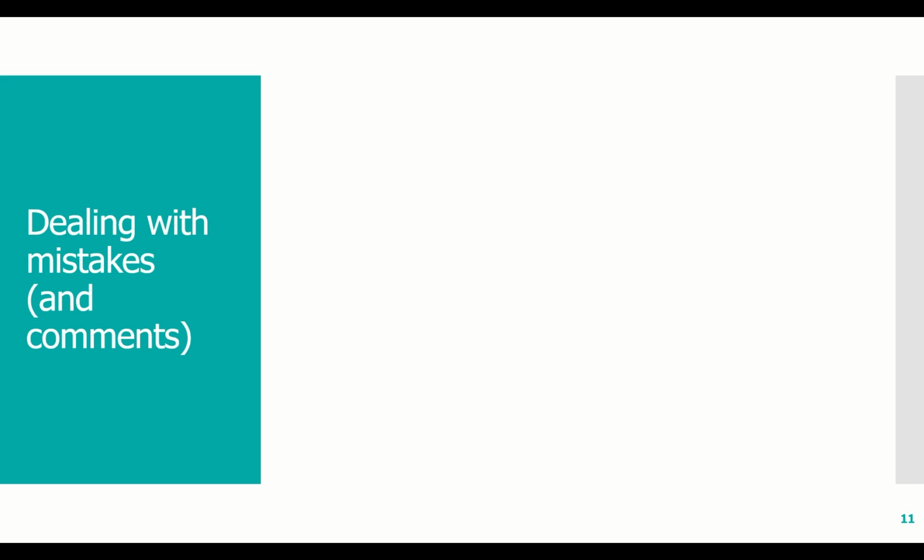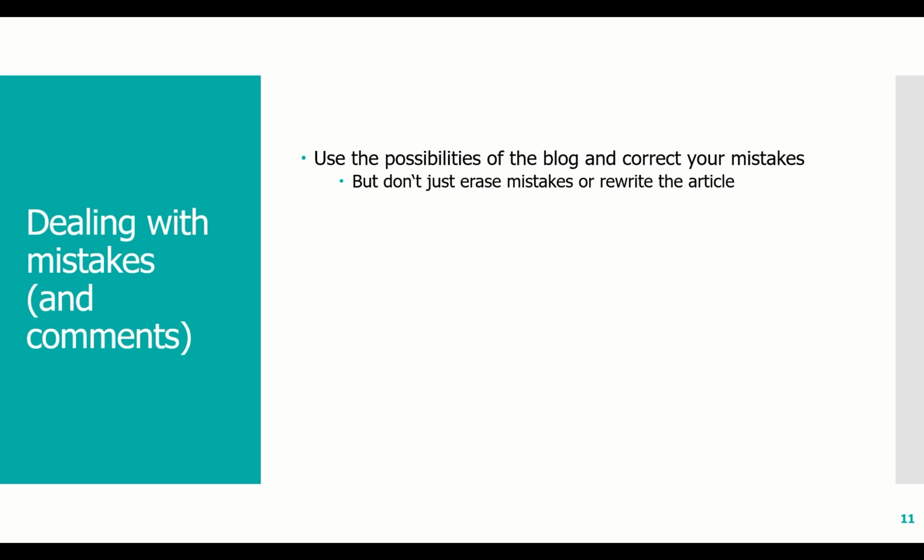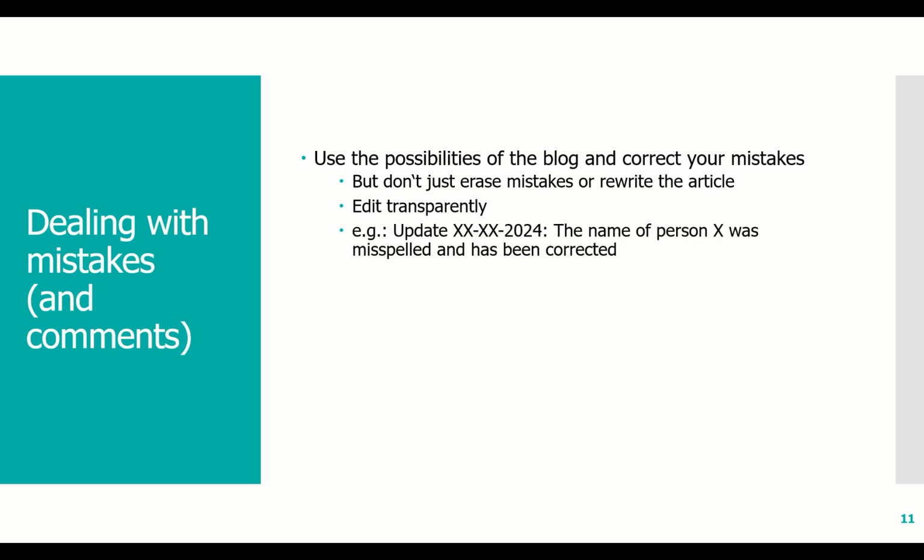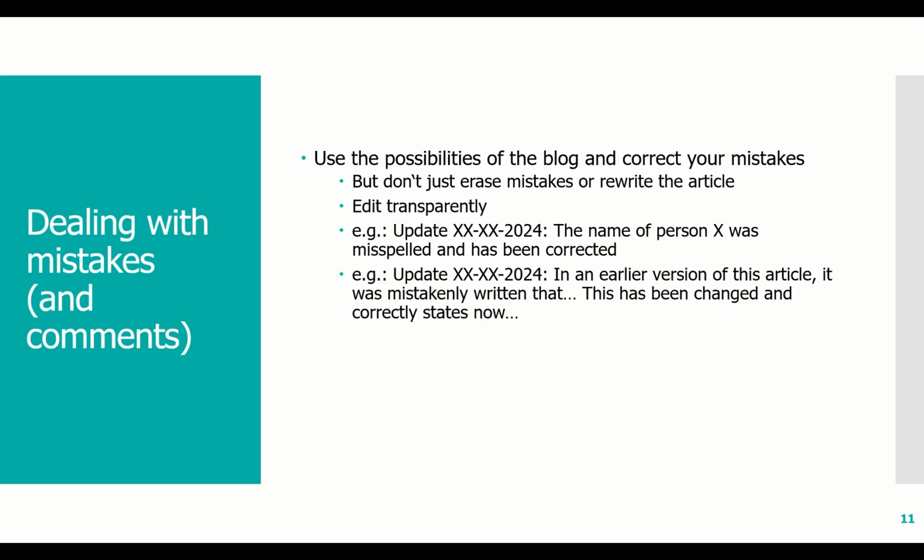Dealing with mistakes and comments. You can use the possibilities of the blog to correct your mistakes. But don't just erase mistakes or rewrite the whole article. Edit the mistake transparently. For example, an update given on a certain date: the name of person X was misspelled and this has been corrected. Another example: in an earlier version of this article, it was mistakenly written that blah blah blah. This has been changed and correctly states now blah blah blah.